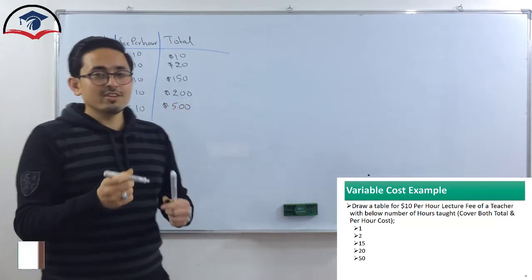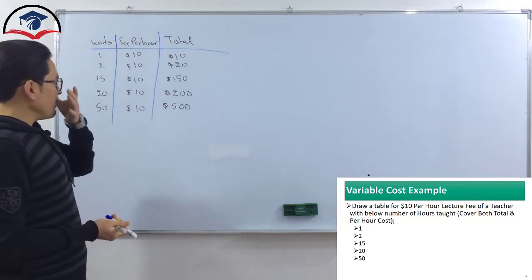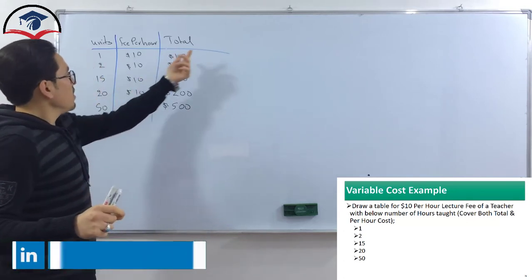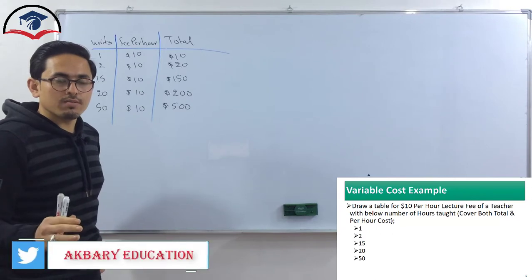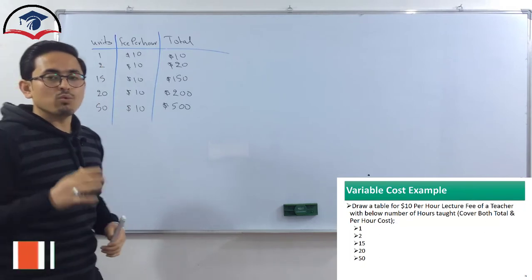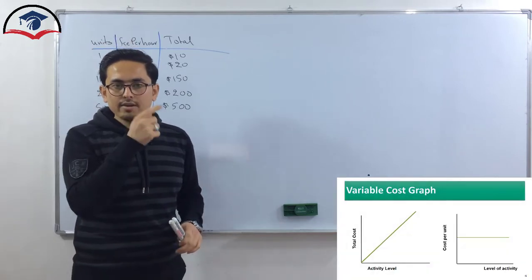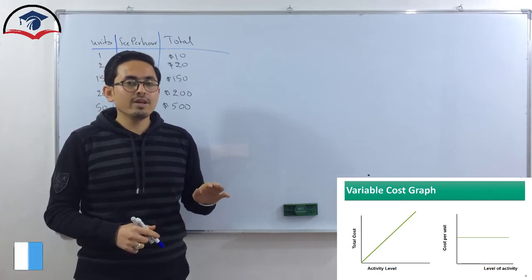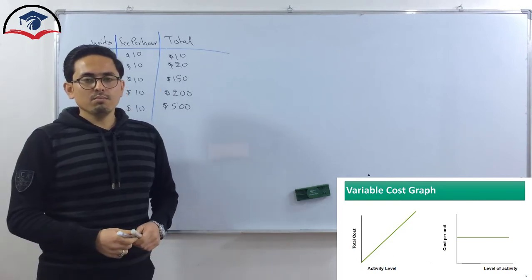So calculation is easy, but what does it mean? You can check here. When my level of activity increased from 1 to 50 in direct proportion, my total cost also increased from $10 to $500 in total. But my per unit cost will stay the same. The graphs of this will be here at the bottom of the screen. You can see one of them has a trend which changes with the level of activity. One of them will stay the same. Let me draw it on the board.